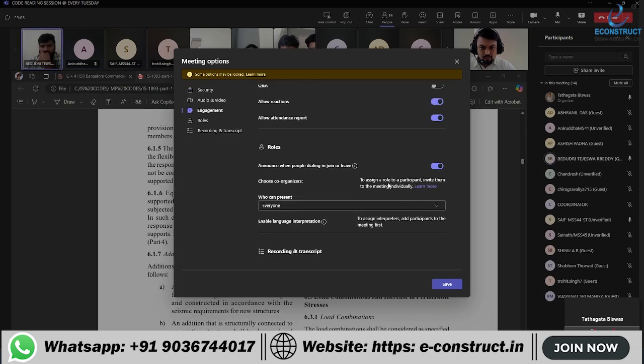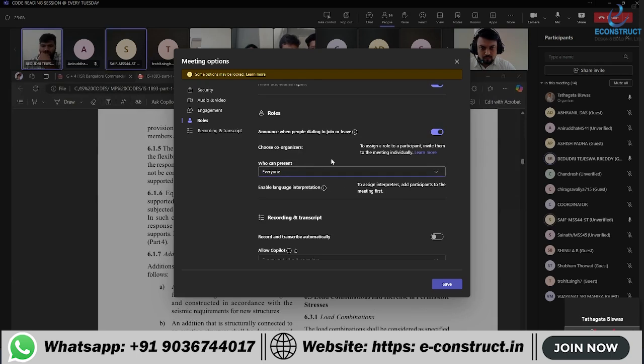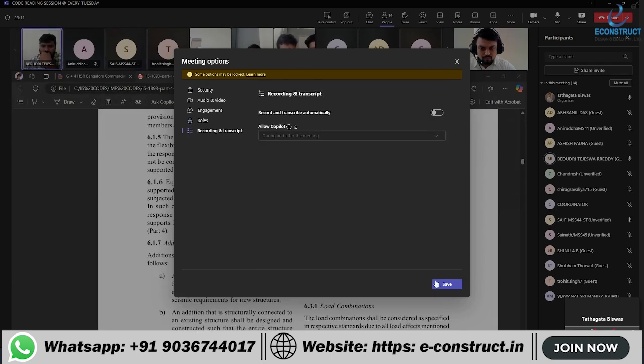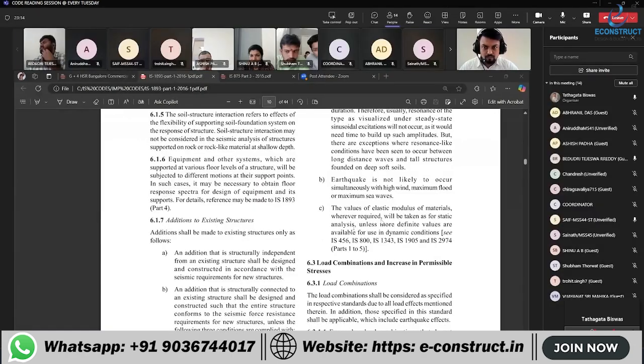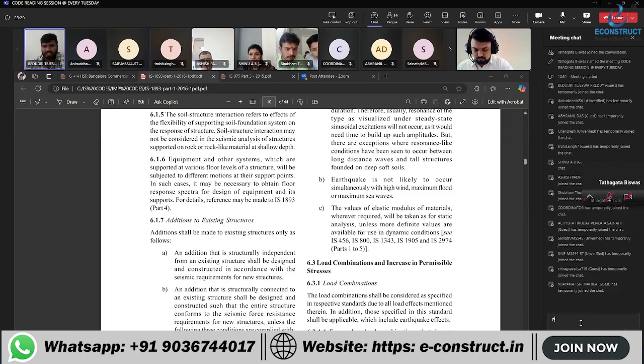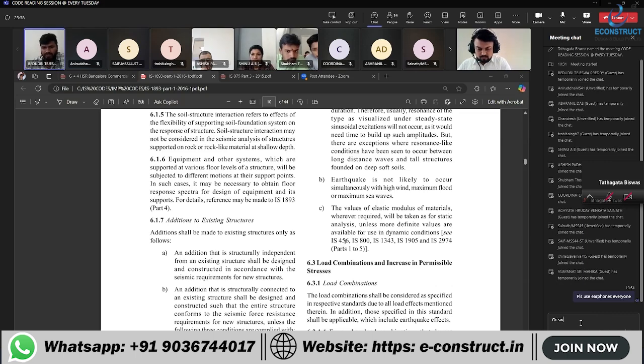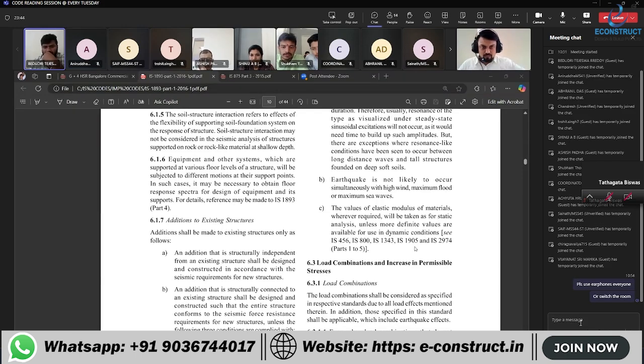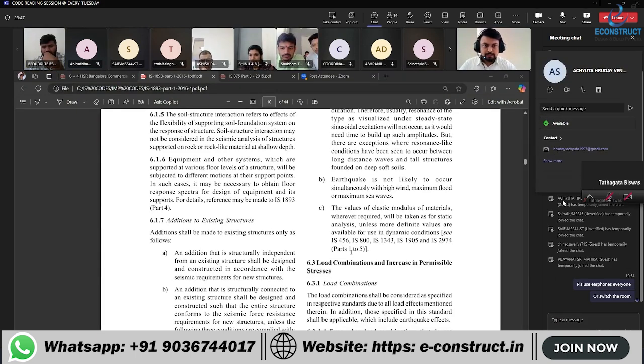Earthquake is not likely to occur simultaneously with high wind, maximum flood, or maximum sea waves. The values of elastic modulus of materials, wherever required, will be taken as for static analysis unless more definite values are available for use in dynamic conditions. See IS 456, IS 800, IS 1343, 1905, and 2974, Parts 1 to 5.